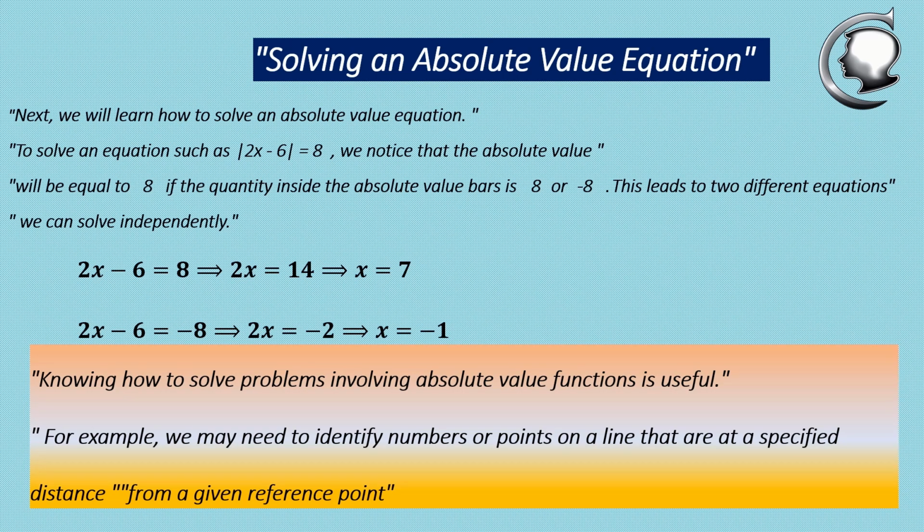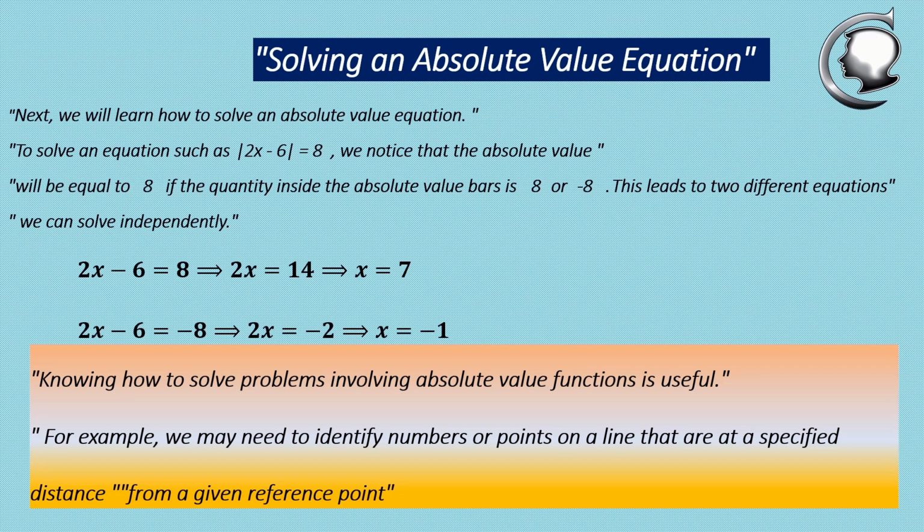Let's finish our 4-trick lesson with absolute value equations. Absolute value represents distance, and distance can be measured in either direction. That is why when the absolute value of 2x minus 6 equals 8, the expression inside the absolute value can be positive 8 or negative 8.